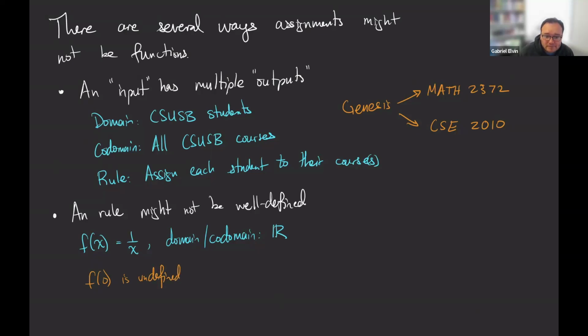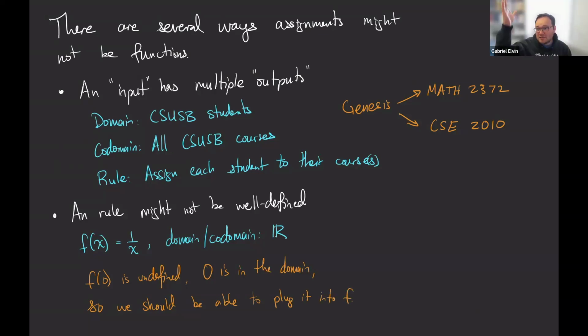And 0 is in the domain, so you should be able to plug it into F, right? But we can't. A couple of ways you could fix this if you really need it to be a function: you could take 0 out of the domain and say, okay, the domain is all real numbers except for 0. Or you could say the domain is all positive real numbers, and then it'd be fine.